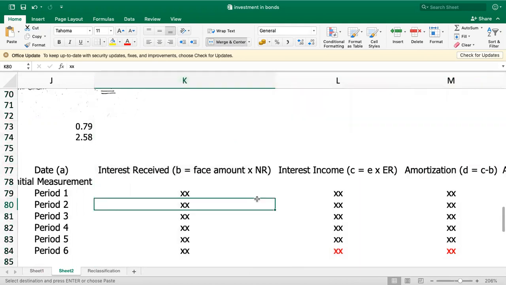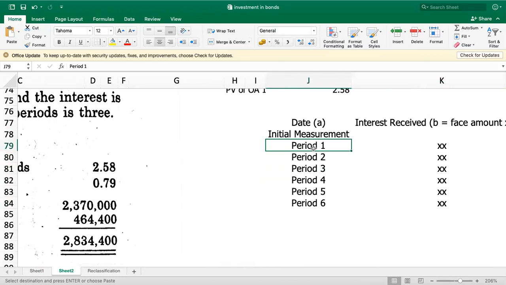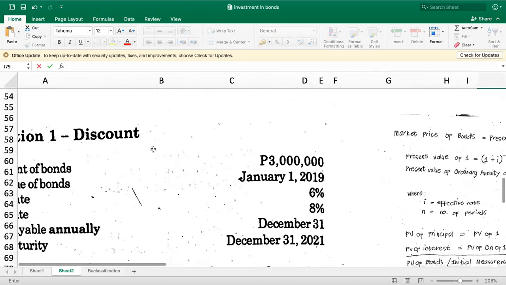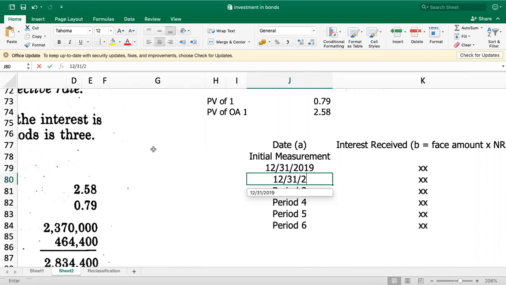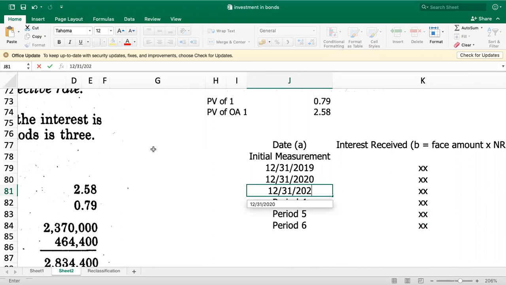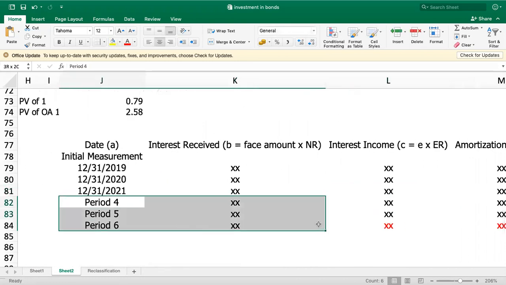Okay, so let's just plot. Di ba ilang periods lang yun? 3 periods lang. Dito lang tayo. So year yung gagamitin natin. Year, kailan nag-start? 2019 to 2021. So this is 12/31, 2019. This is 12/31, 2020. 12/31, 2021. Okay, let's just delete this one.